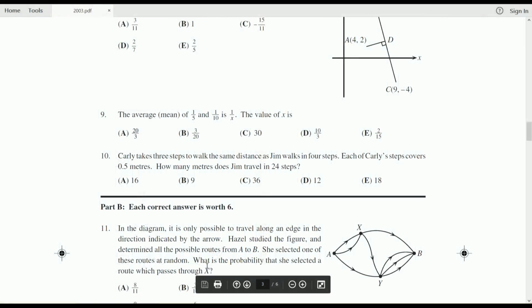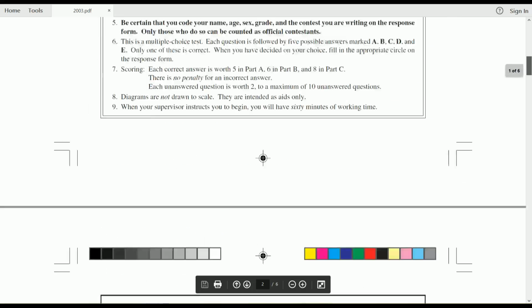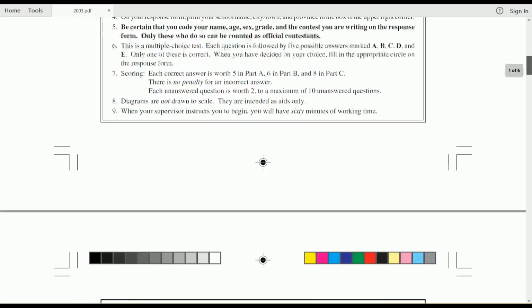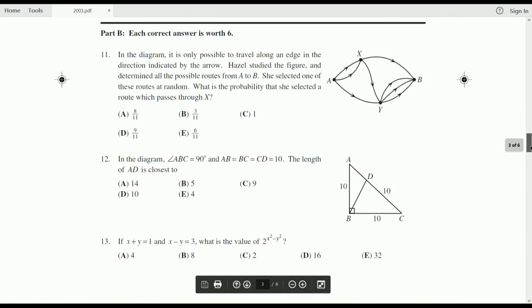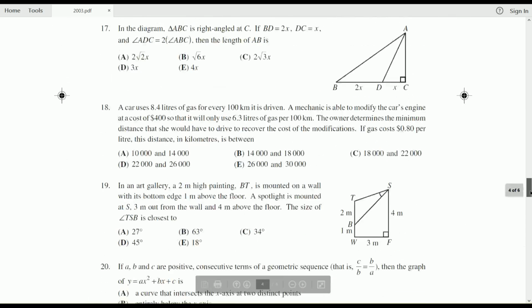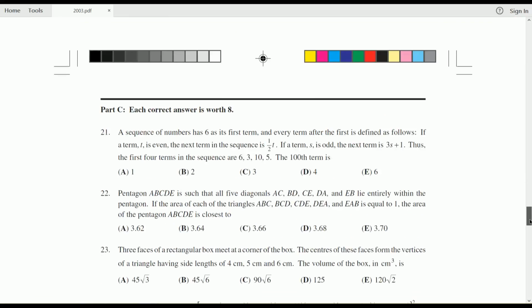Keeping an eye on time, you want to do the first 10 questions somewhat quickly. I don't mean rush through them. I don't mean don't read them. But if you want to get a good score, the part A questions, they're only worth 5 marks. Where does it say that? Yeah, each correct answer is worth 5. You want to be moving on to B, where everything's worth 6, and especially if you have the time, read through these at the very start.